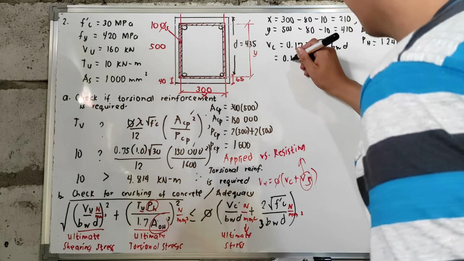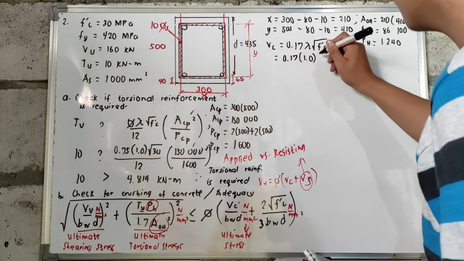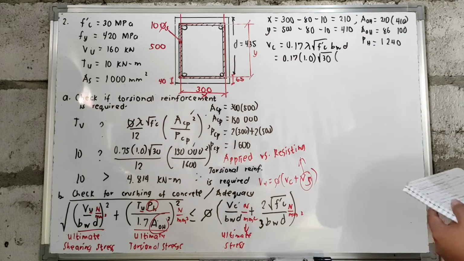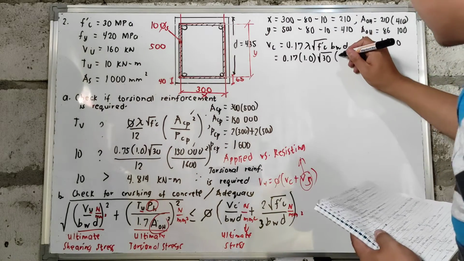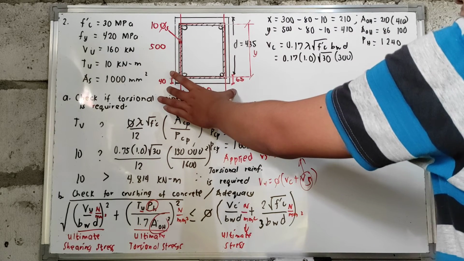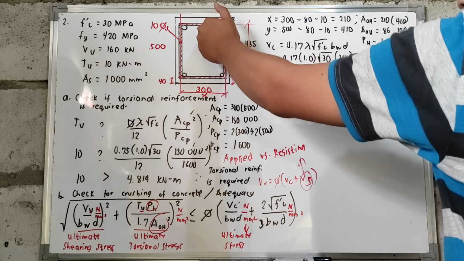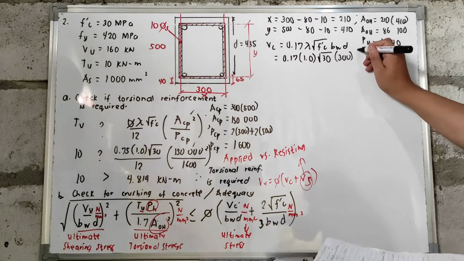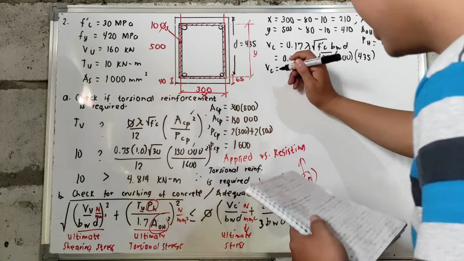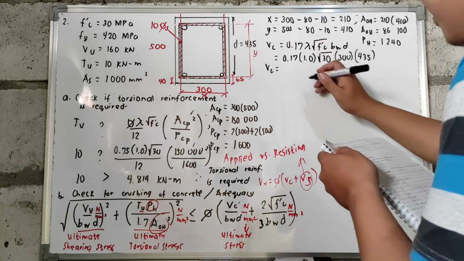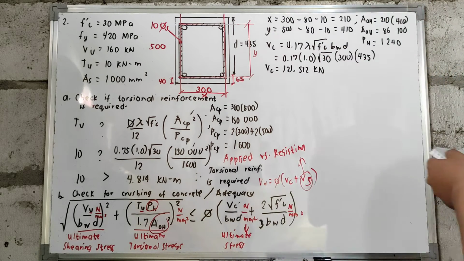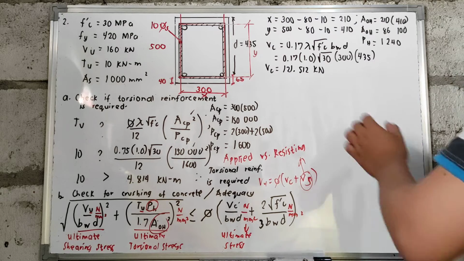So you have 0.17. So we have a normal weight concrete, square root of yung F prime C natin na 30 megapascal multiplied by BW, which is yung 300. Again, yung BW natin, that is always perpendicular sa shear natin, wherein yung direction ng shear natin is pababa. And we have an effective depth of 435. So the value of your VC in kilonewton, we have 121.512 kilonewton. So meron tayong value ng VC natin.